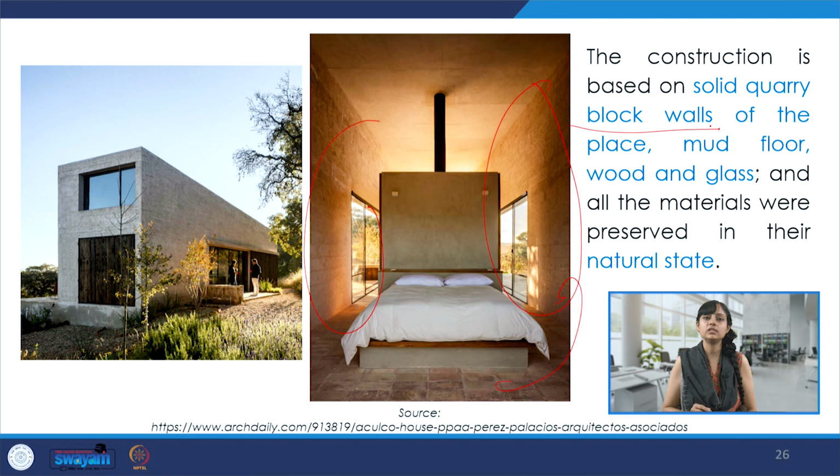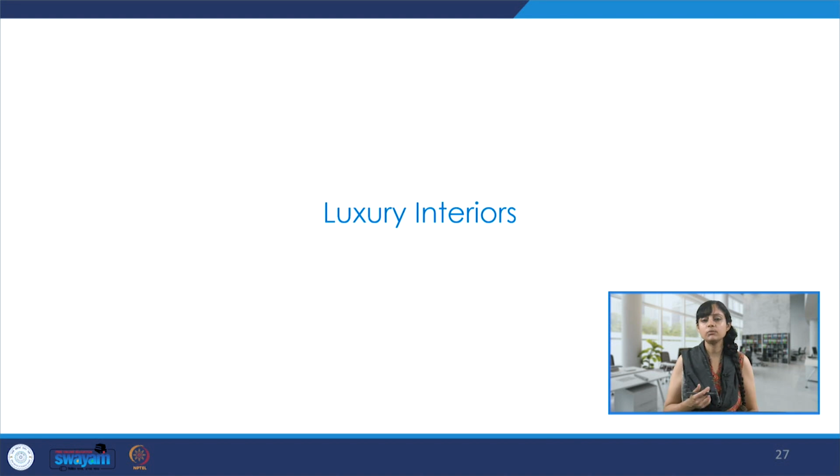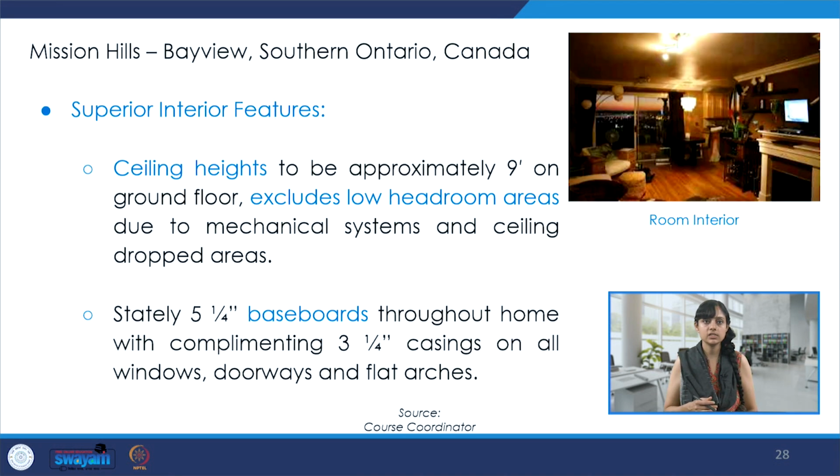block walls that we see here. And there are lots of materials which are used here, and they are preserved in their natural state. There is also a use of wood and glass. So the material palette is very interesting, and there is an attempt to preserve the materials in their natural state. Then some of the luxury interiors we can see over here.